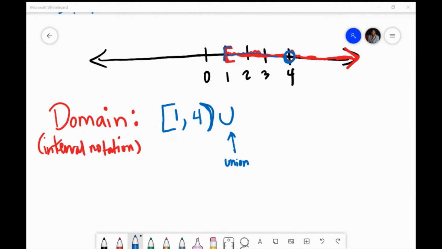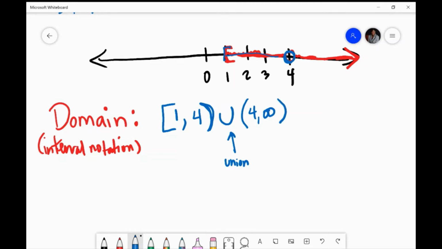Would it be 4 to infinity? 4 to infinity. 4 comma. You're going to put a bracket and then a close parenthesis. Do I want to include 4? Do I want to include 4? No, you're going to put a parenthesis. Parentheses on both sides.